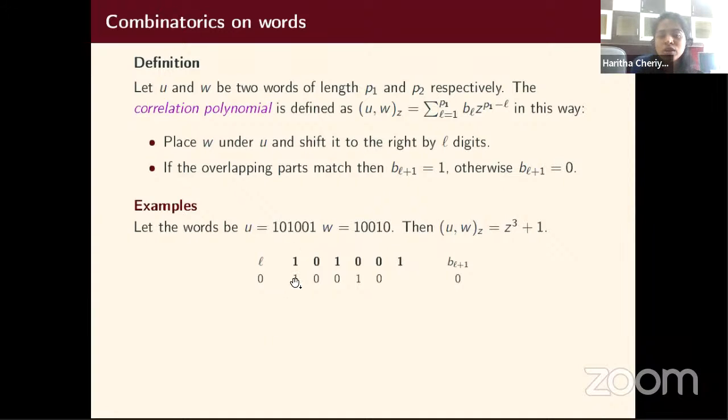For L equal to 0, it doesn't overlap, and hence b1 will be 0. Then you shift it to the right by 1 digit and look at the overlapping parts, and you can see that they don't overlap. Then again you shift it to the right, and now you can see that these two overlap, and hence b3 will be 0, and so on. In this way, you get the correlation polynomial of U with W to be equal to z cubed plus 1. Note that the correlation polynomial of W with U is different from U with W.